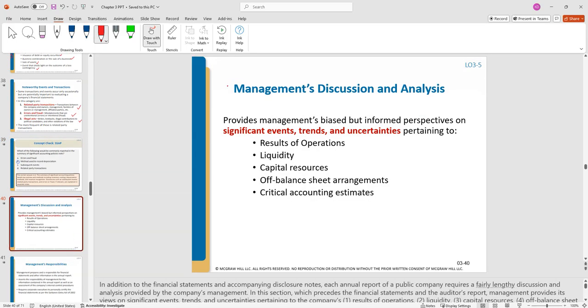We also have the MD&A, right? The management discussion and analysis. This talks about things like significant events, trends, and uncertainties relating to our operations, liquidity, capital resources, off balance sheet arrangements, right? We can't like hide stuff off the balance sheet. We have to disclose that in the notes, and then any critical accounting estimates, right? The MD&A is kind of like, here's how we performed for the last year. Here's what we think is going on, right? So it's kind of like management speaking to you directly, telling you about like the story of the business over the period, right? Where they're at, where they're going.